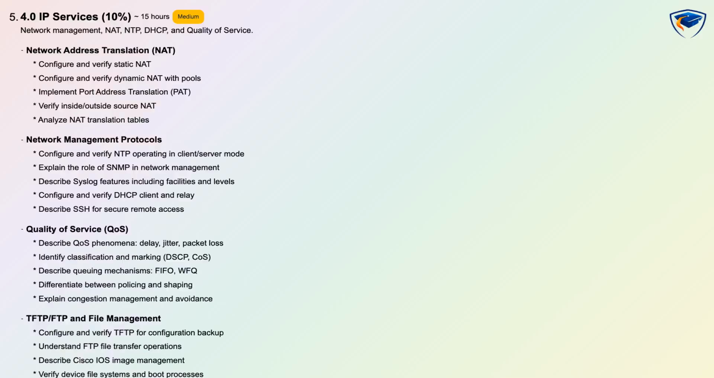The domain explains network management protocols such as NTP, SNMP, syslog, and DHCP client and relay, and it covers QoS fundamentals including delay, jitter, classification and marking with DSCP and CoS, and policing versus shaping. Additional skills include TFTP and FTP for configuration and IOS image management, device file systems, and password recovery procedures.